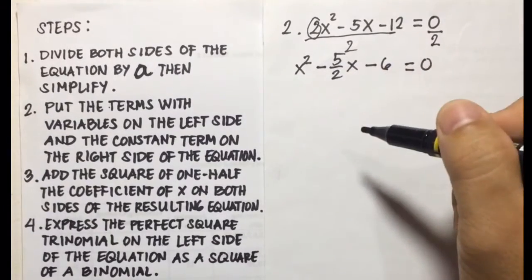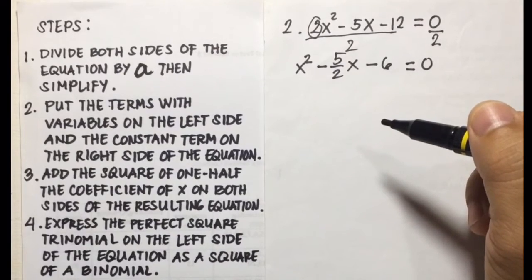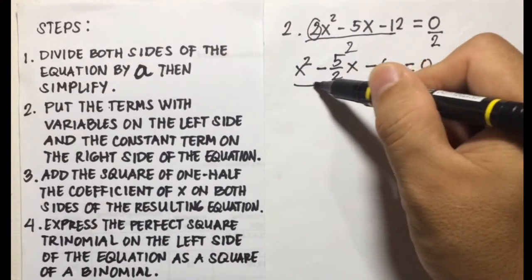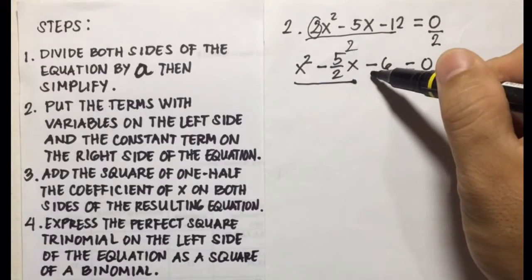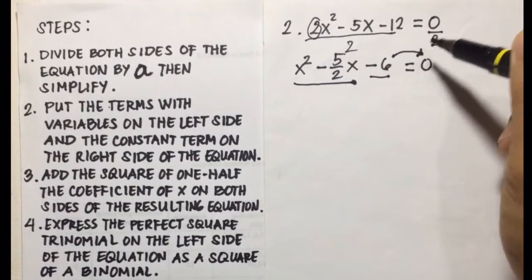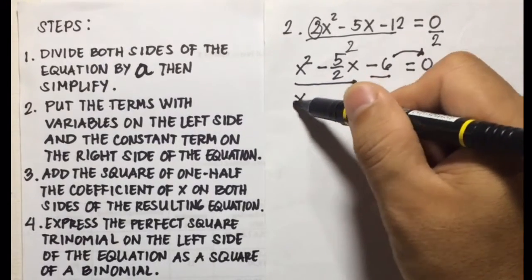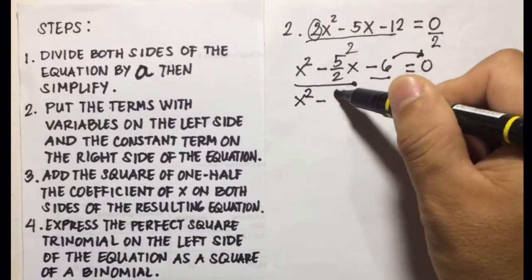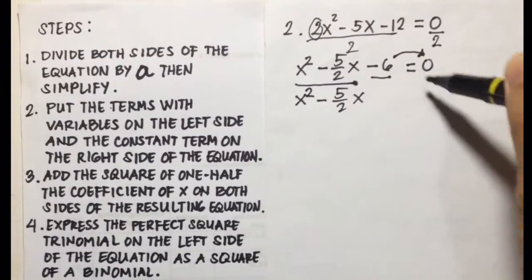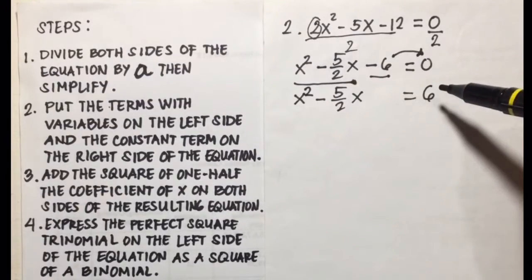Then, second, put the terms with the variables on the left side and the constant term on the right side of the equation. So this will be in the left side, and this will be in the right side. So you're going to transpose this one to the right side of the equation. So the resulting equation will be x squared minus 5 over 2x equals negative 6 will become 6.